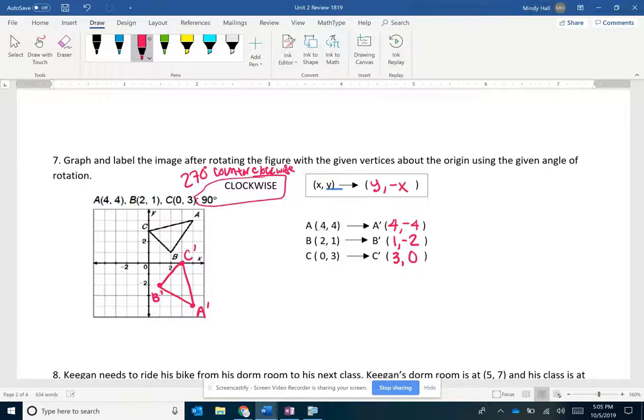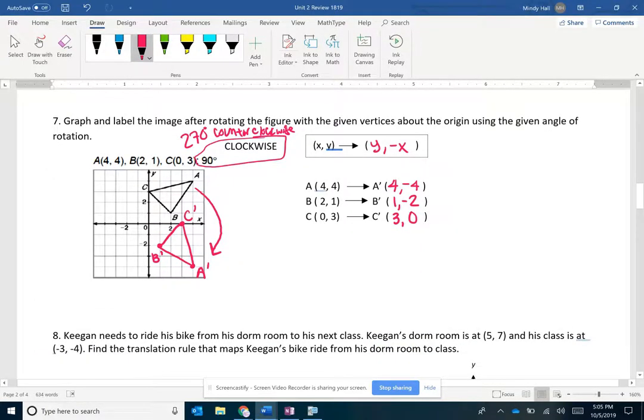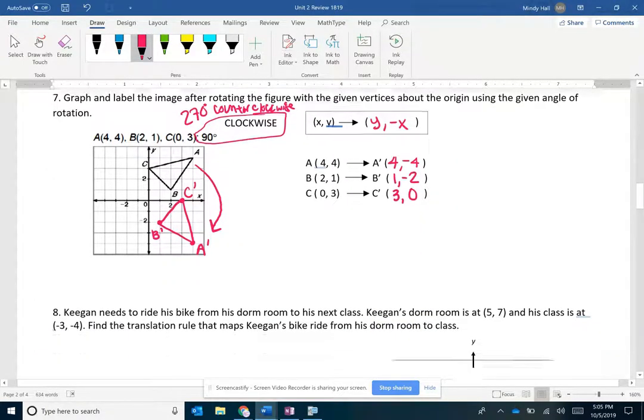And you notice that this shape has rotated to the right, so that is clockwise. So it's always quick and easy if you just want to visualize how that translation or transformation is happening.